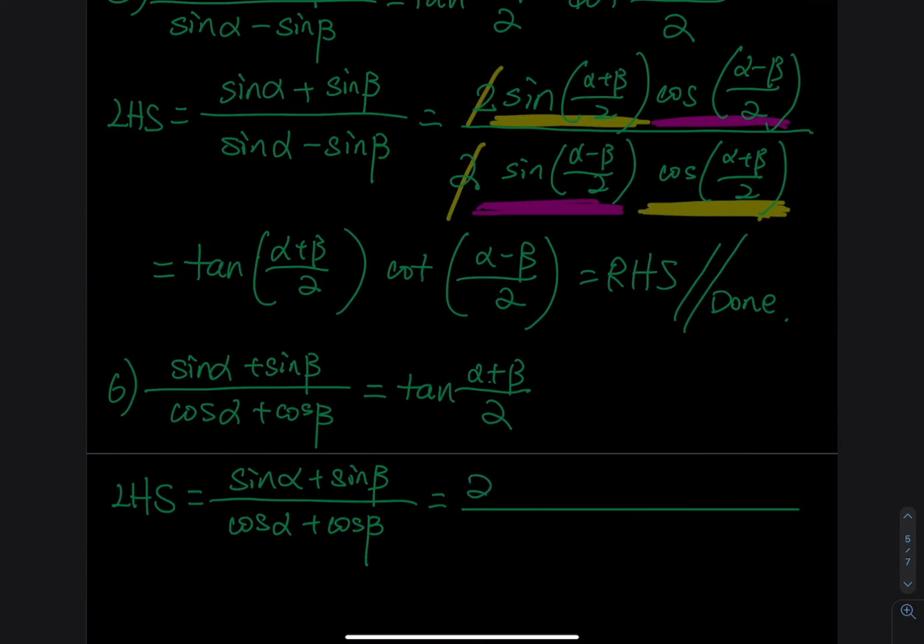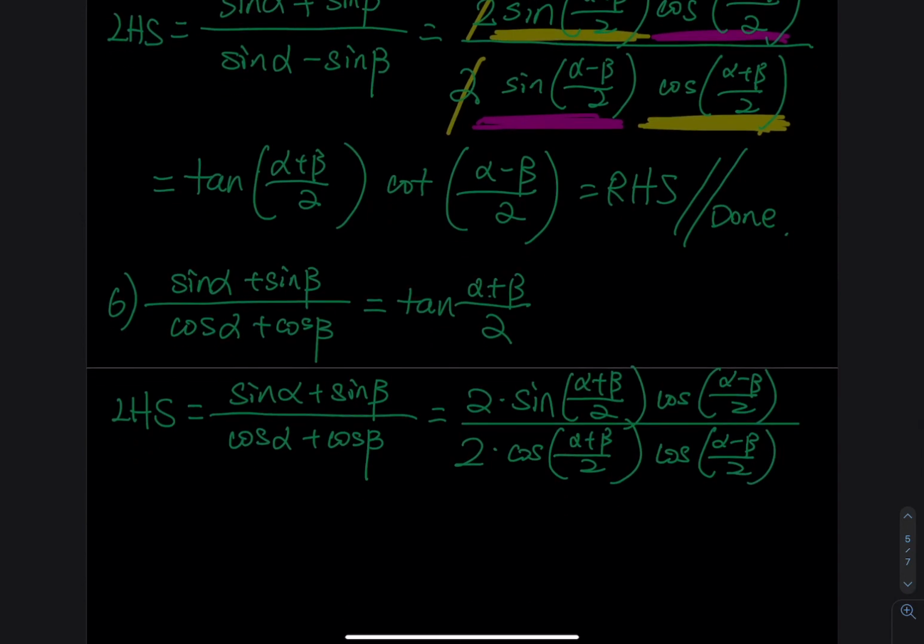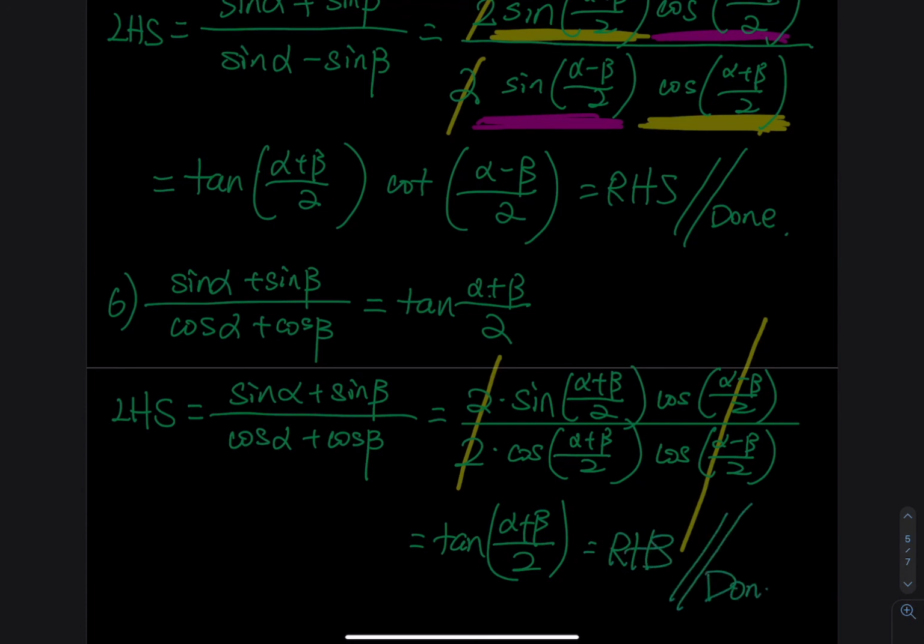That is equal to 2 times sine of alpha plus beta divided by 2, and then cosine of alpha minus beta divided by 2. The bottom, you have 2 times cosine of alpha plus beta divided by 2, and then cosine of alpha minus beta divided by 2. So the answer is just right in front of you. So first, you get rid of the 2, right? And then next, you get rid of the cosine. So you have sine divided by cosine, then you get your tangent. So that is equal to tangent of alpha plus beta divided by 2. That is equal to the right hand side. So this is done.